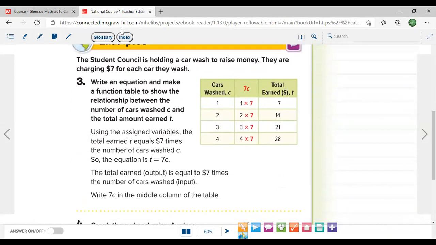Like in this example, example number 3, the student council is holding a car wash to raise money. They are charging $7 for each car. So if it's one car, 1 times 7 will give you 7. 2 cars, 2 by 7 will give you 14. 3 cars, 3 by 7 gives you 21. 4 cars, 4 by 7 will give you 28. So we have input, output, means we have ordered pairs now, and these ordered pairs will form the table. See how easy?